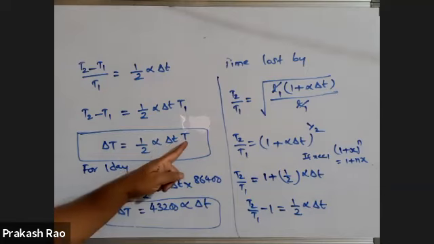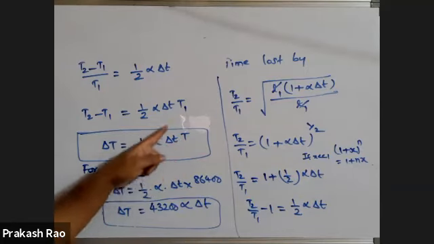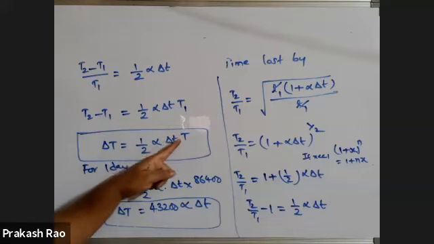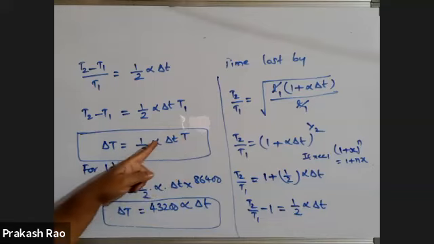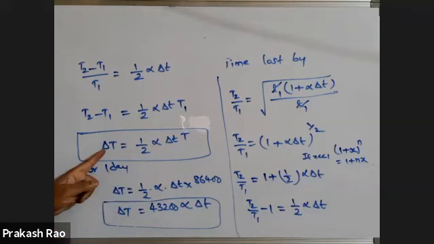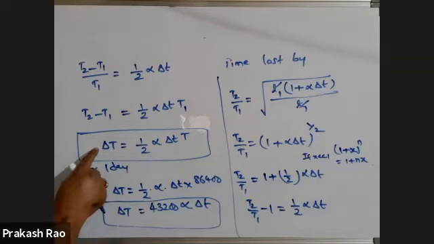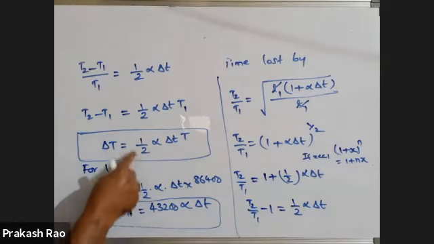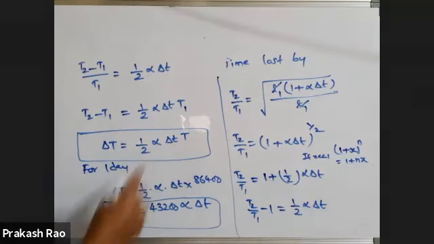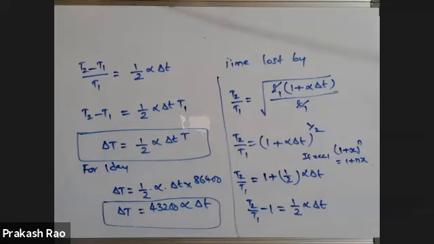Here what is this? Given time. What is delta T? Difference in temperature. This is the given time. Alpha is the coefficient of linear expansion. This is the time gained or time lost. The general expression for time gained or time lost is half alpha into delta T into capital T. This is the expression for time gained or time lost by the pendulum clock.